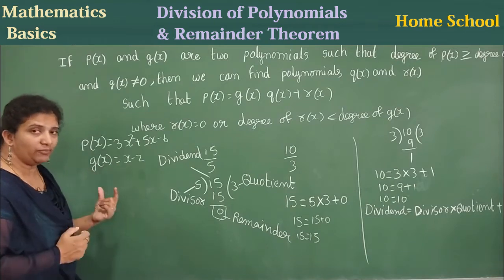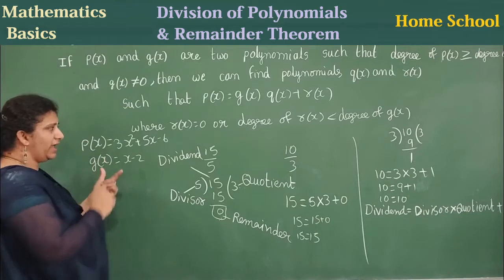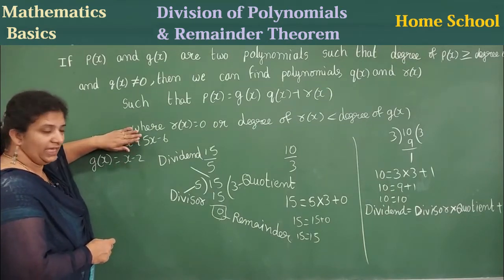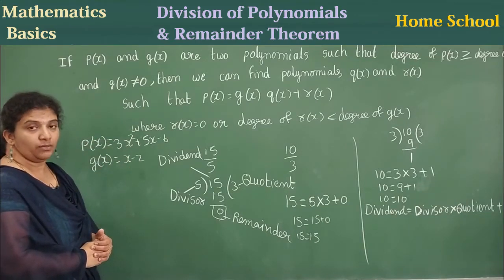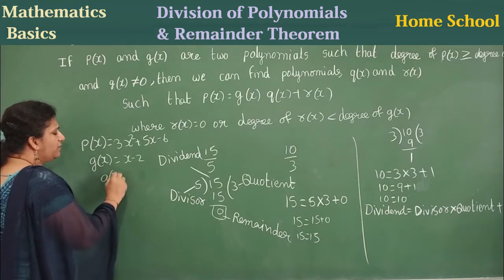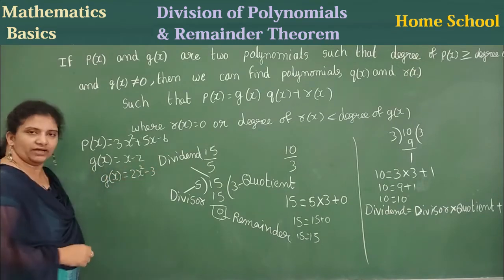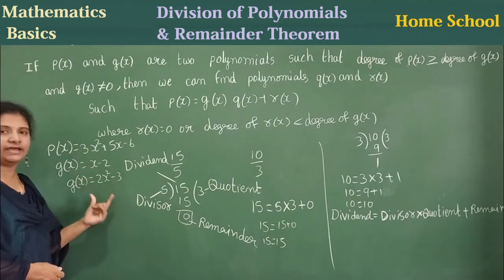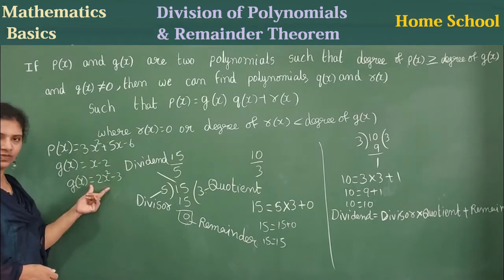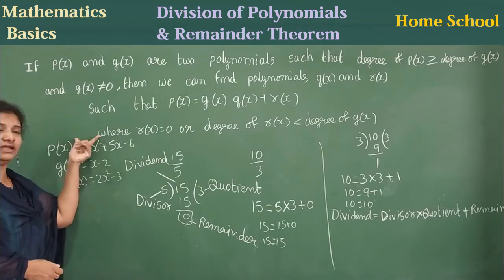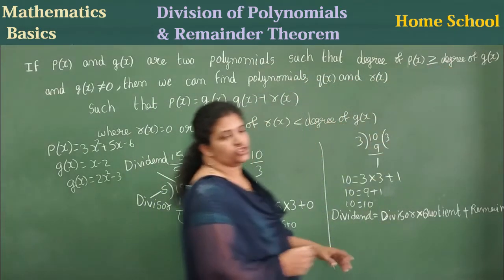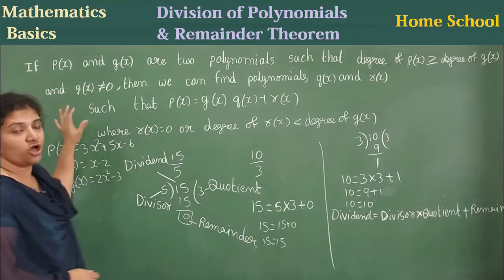So what I am trying to say here, look carefully: p of x and g of x are two polynomials such that the degree of p of x is greater than or equal to that of g of x, but not less than g of x. Understand the question carefully. This is 2, this is 1. Or g of x may be 2x square minus 3, and I can divide; at that time both the degrees are the same. The degree of p of x is always greater than or equal to the degree of g of x. And g of x is not equal to 0.